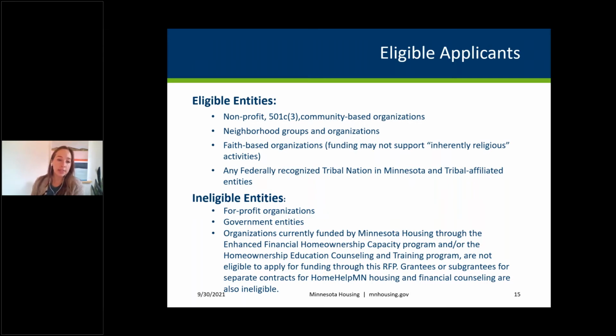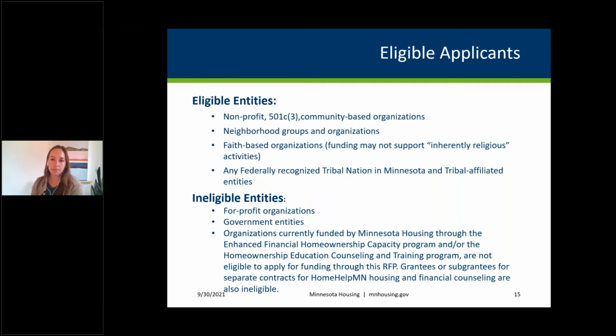So ineligible entities are for-profit organizations, government entities, and then this long description here is organizations that are funded to provide homeownership or foreclosure counseling services, including the Enhanced Financial Homeownership Capacity Program, Homeowner Education Counseling Training Program, and then any grantees or sub-grantees through other contracts for the HomeHelpMN Housing and Financial Counseling Program.